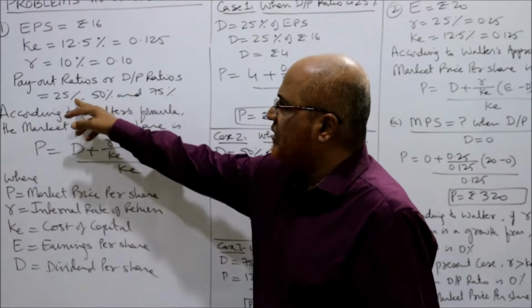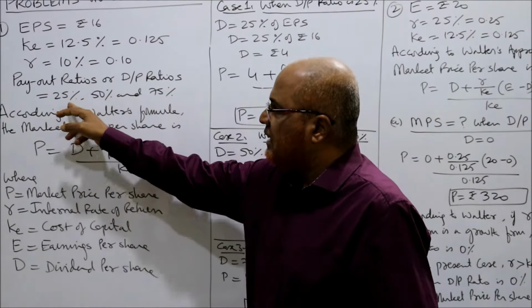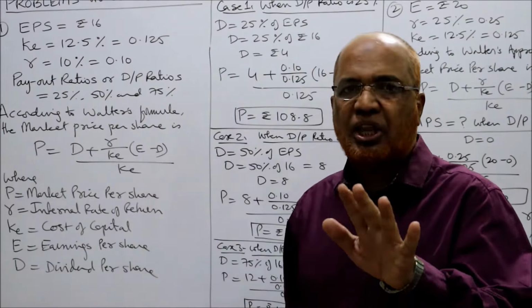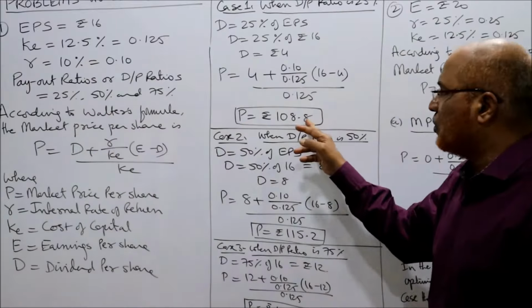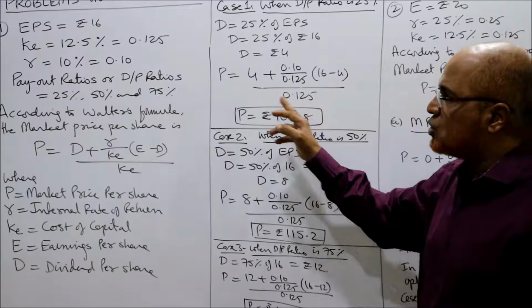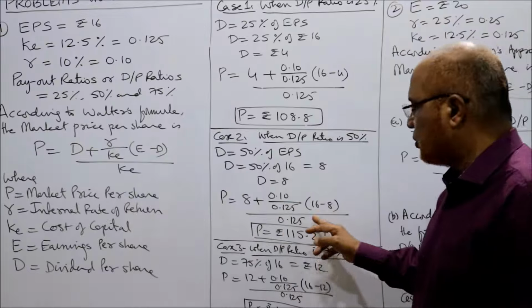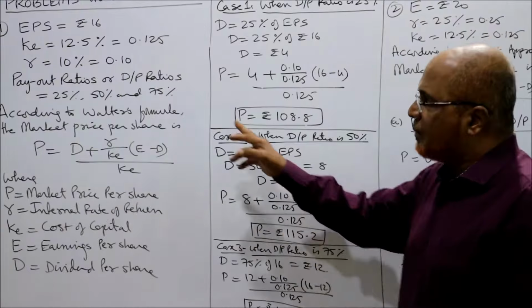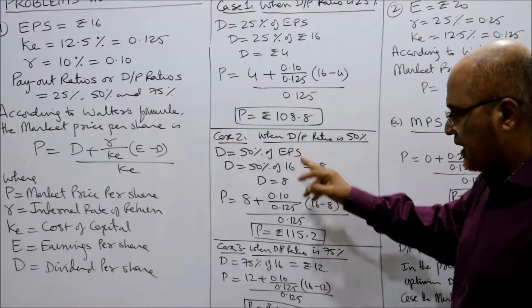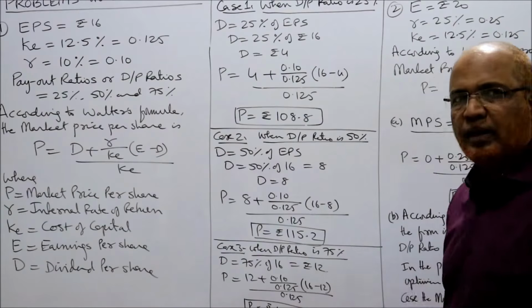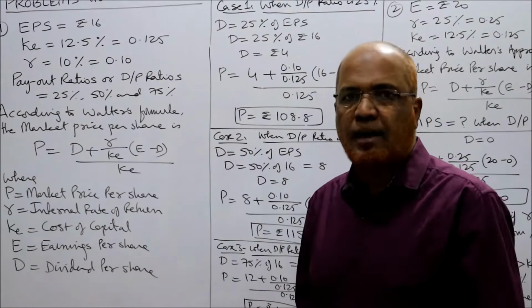It is asking you to find out the market price per share when the DP ratio is 25%, 50%, 75%. ये तीन केसेस में मार्केट प्राइस पर शेयर कितना होगा? तो पहले जब DP रेशियो 25% करे थे तो 108.8 और उसको बढ़ा के 50% कर दिए थे तो 115.2. जब और बढ़ा दिए 75% कर दिए तो और बढ़ गया तो 108 से 115, 115 से 121 तो बढ़ता जा रहा. इसका रीजन क्या है?